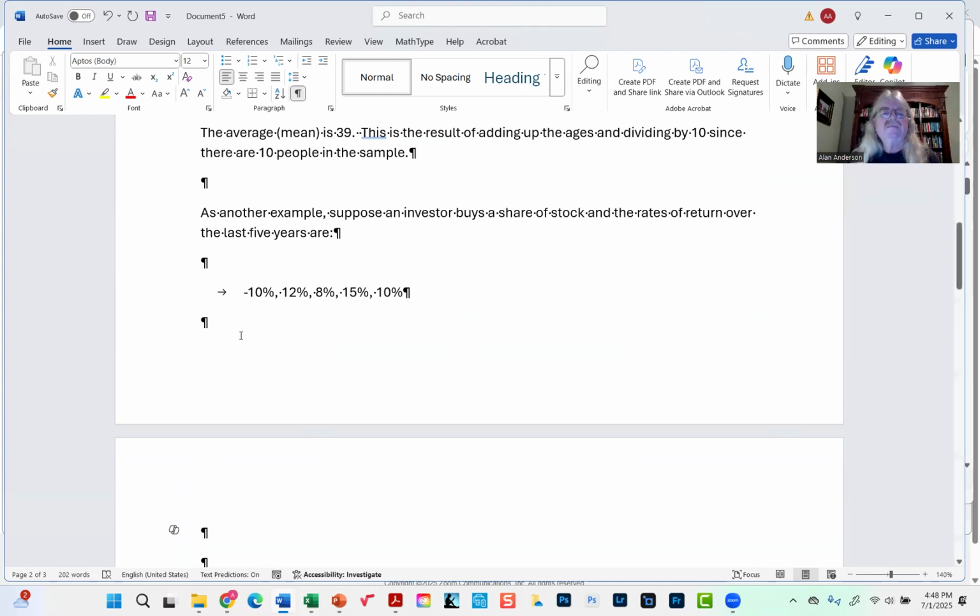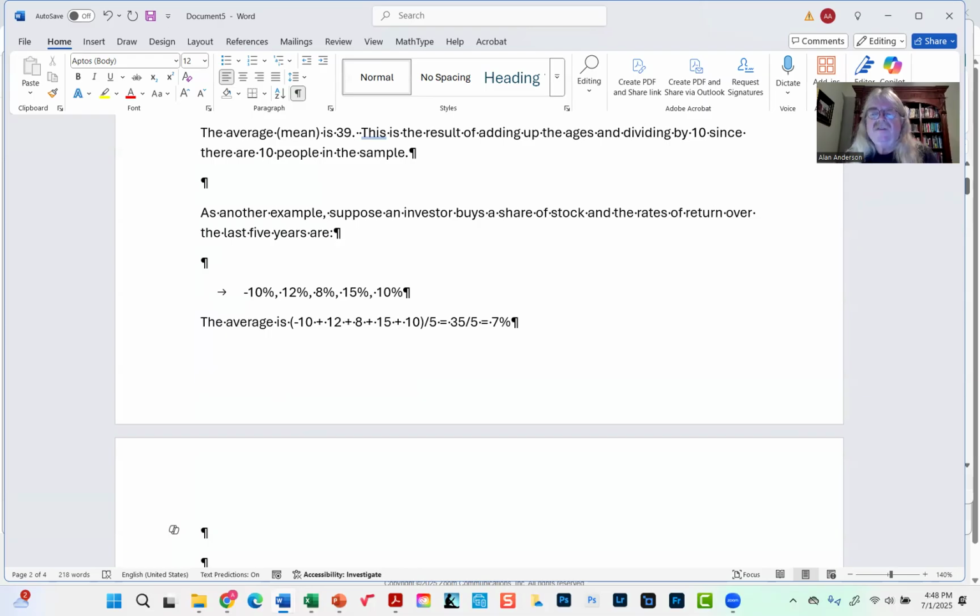So I'll add them up. Whatever that is, let me just quickly throw them in the calculator. So it's 35 over 5, 7%. So on average, I made 7% per year over this 5-year time frame.